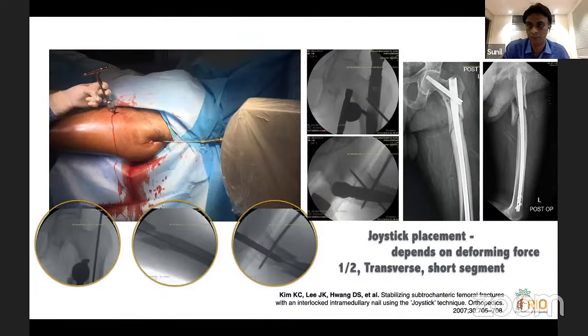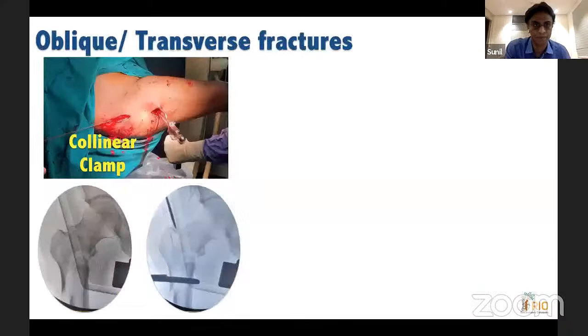Medial-lateral to control abduction and rotation, and in the AP plane to control flexion. So the collinear clamp is also another great tool if you want to use it. I prefer them for certain spiral fractures and also some long oblique fractures. If you have access to a collinear clamp, the advantage is that it can be used through a very small incision.